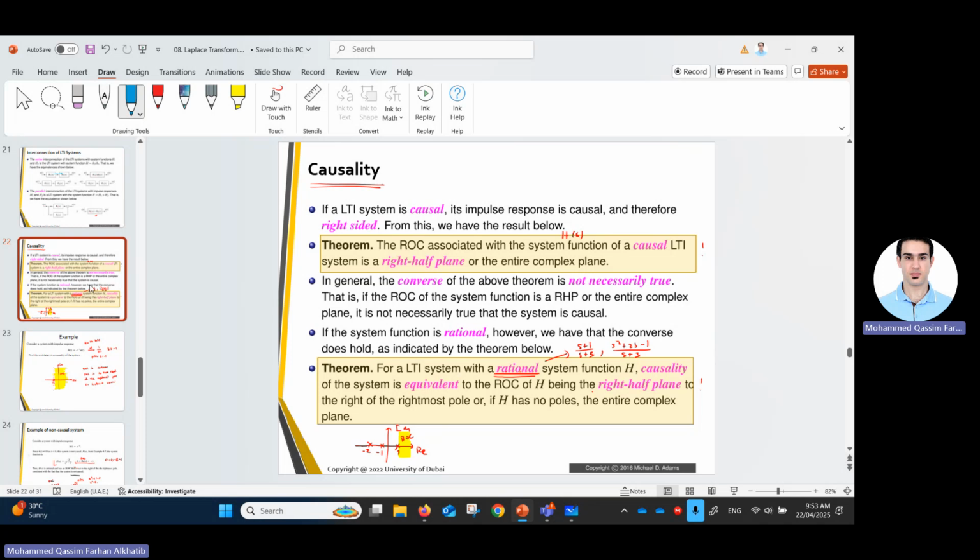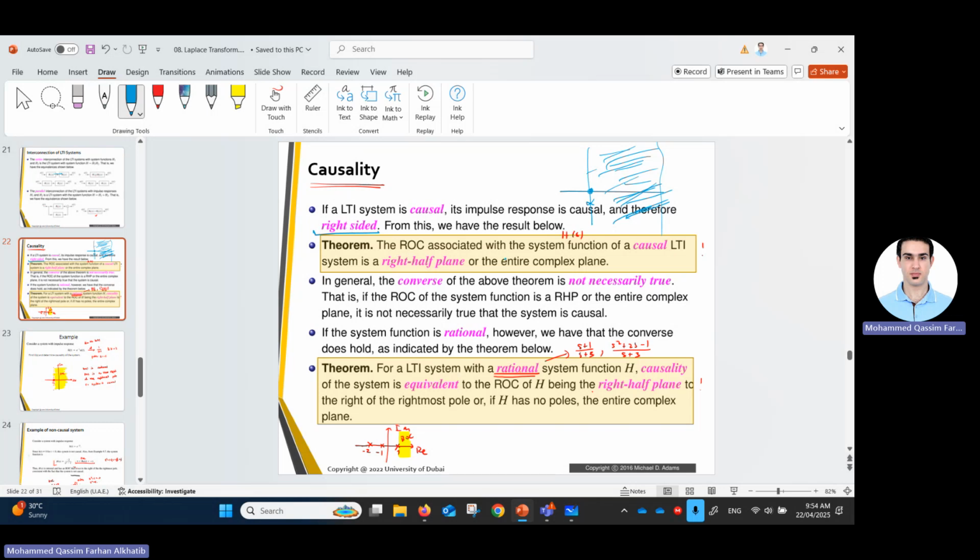Now, for causality, let's see the condition here. If this LTI system is causal, the impulse response should be causal, and therefore it is right-sided. From this, we have this result. By right-sided, the region of convergence, assume this is the s plane and I have some constant alpha, and that's what we mean by causality. You look at the region of convergence: it's right-sided, so it is something like this. It's not left-sided, it's not bounded, and so on. We'll see some examples.